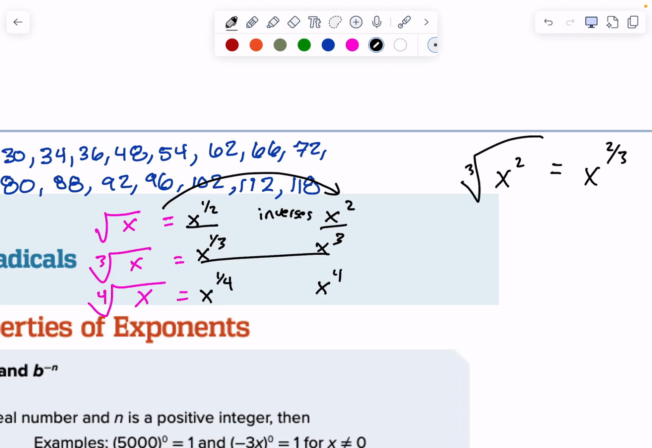What if it's the square root of x to the 5th power? Still 5/2, right? That is 5/2, and this is 5/2, because it doesn't matter what order you go in. You could take the square root first and then to the 5th power, or you could take to the 5th power first and then square root. It doesn't matter which order you go in. They are commutative.